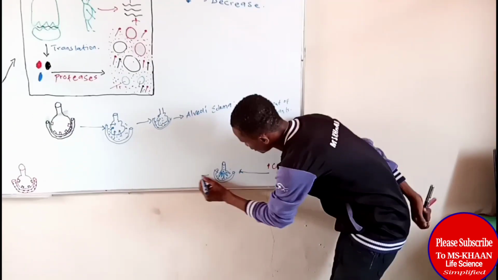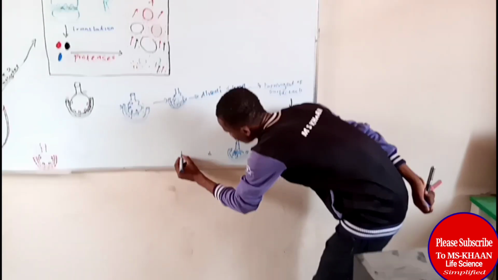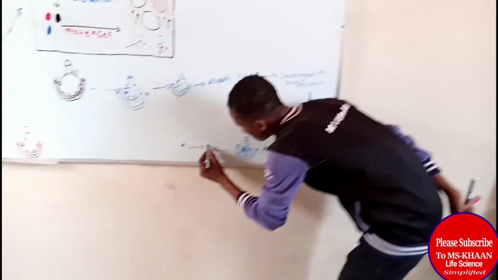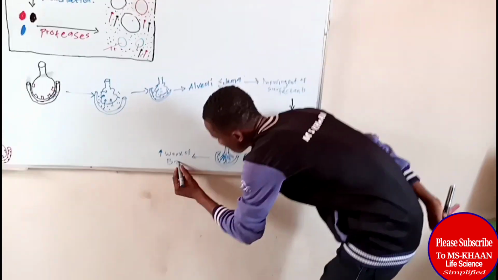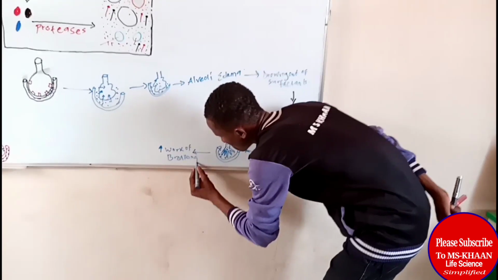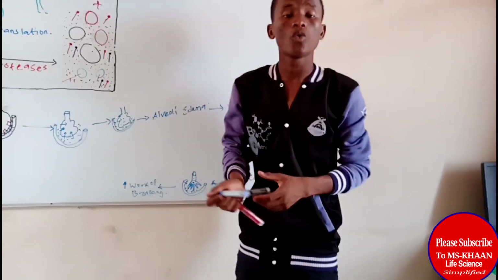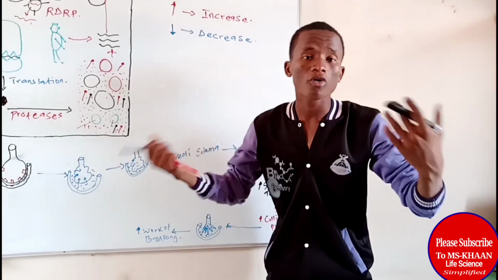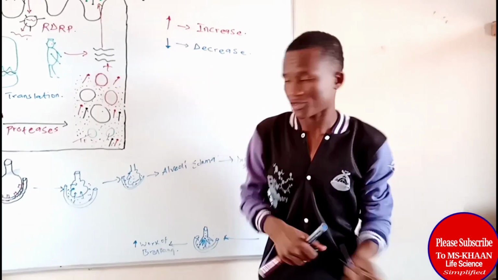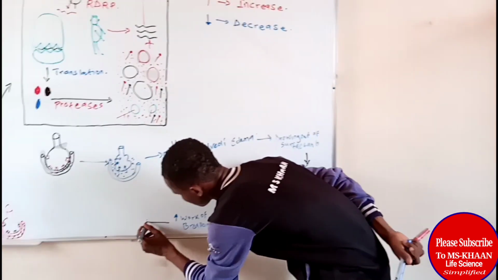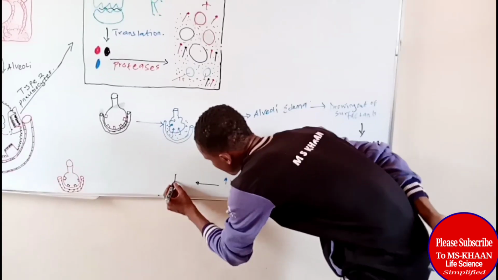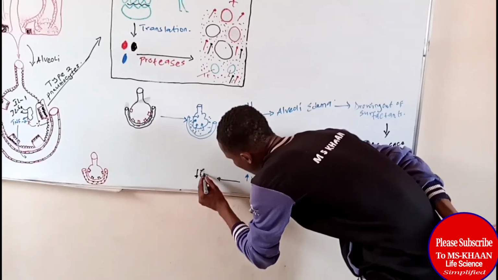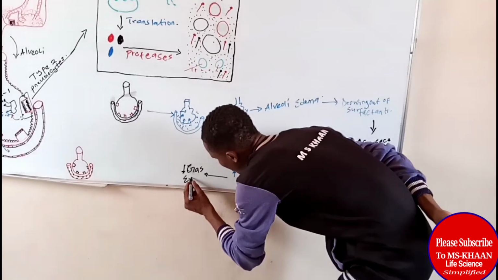So this will lead to what? Increased work of breathing. And this increased work of breathing will lead to what? Decreased gas exchange. Why? Because there will not be proper gas exchange, because the alveoli is collapsed. So it leads to what? Decreased gas exchange.